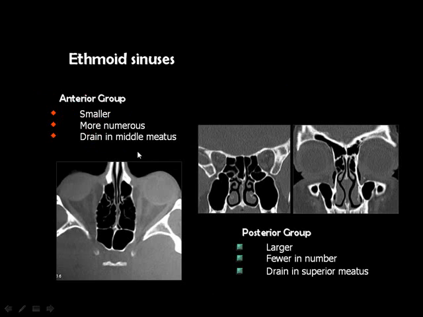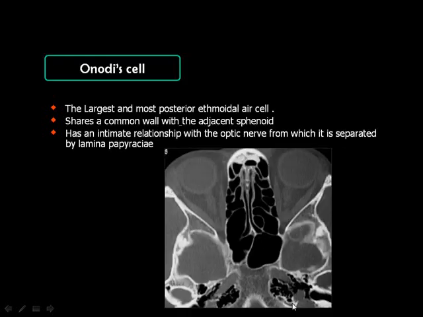The ethmoidal air cells are divided into two main groups. The anterior group are formed of smaller cells that are more numerous and they drain in the middle meatus. These are the anterior ethmoidal air cells in the axial view. And the posterior group, which are larger and fewer in number and drain in the superior meatus.